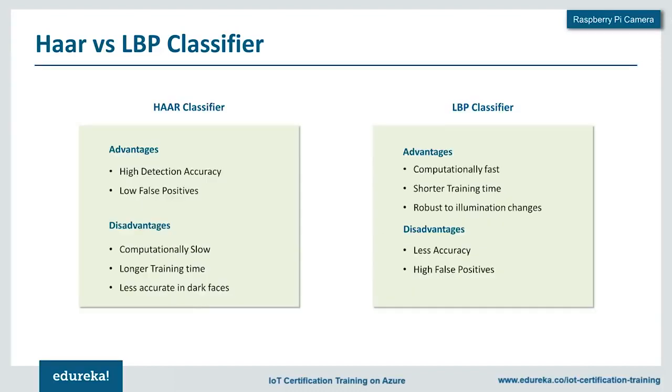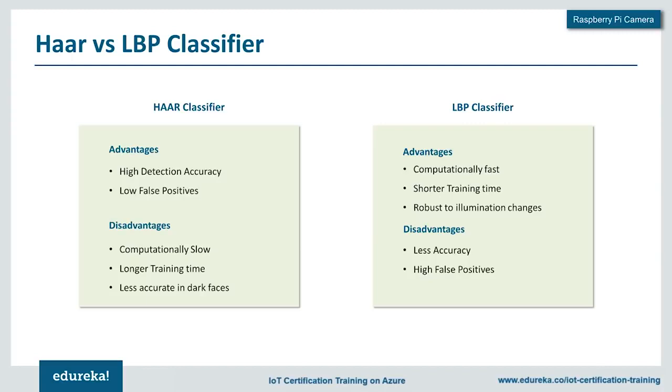As we have discussed, both of them have advantages and disadvantages. The HAAR classifier has very high accuracy in face detection and quite minimal false positives. But the challenge is that the computational time is quite slow, and the training time is quite long as well. And even in dark segments, it's not quite accurate, because it requires high clarity in the images or the scanning area it takes into picture.